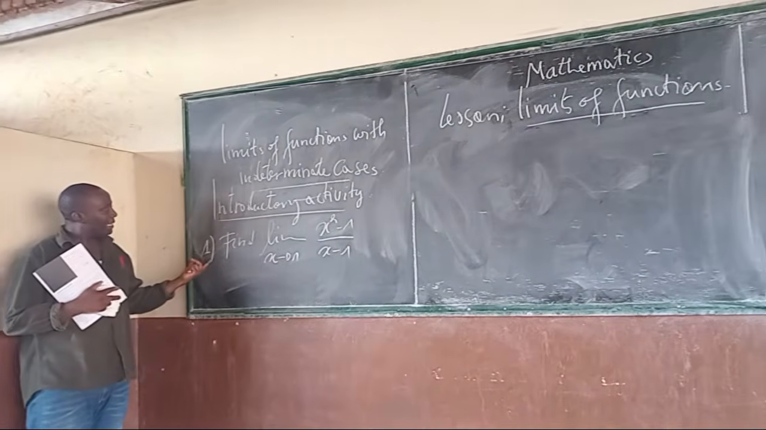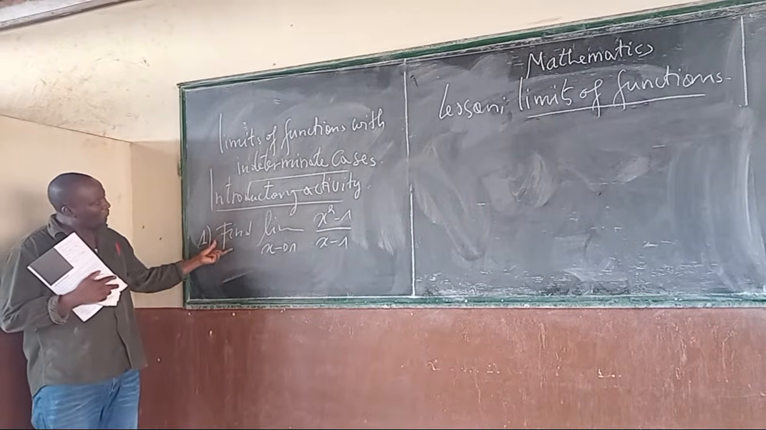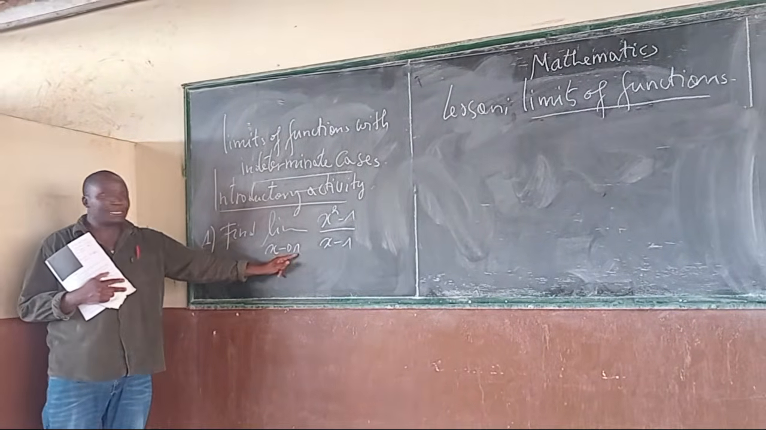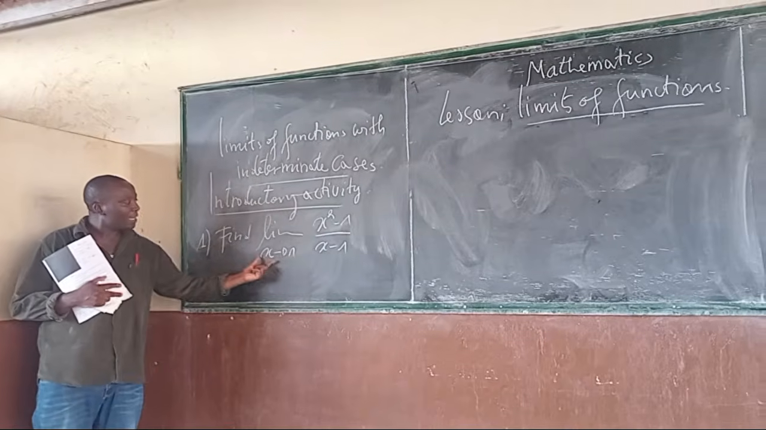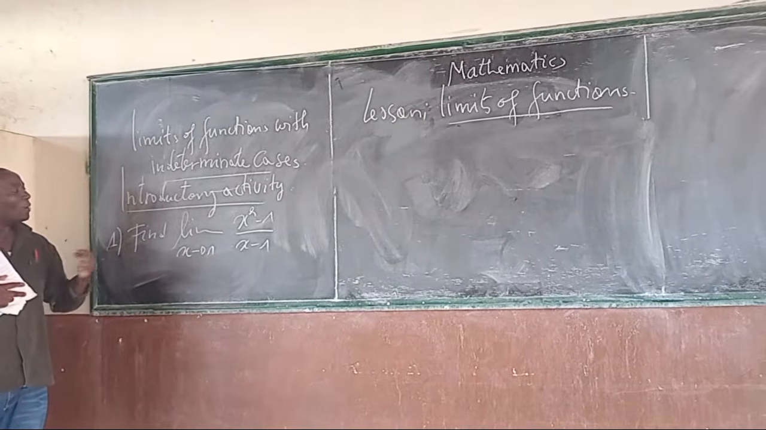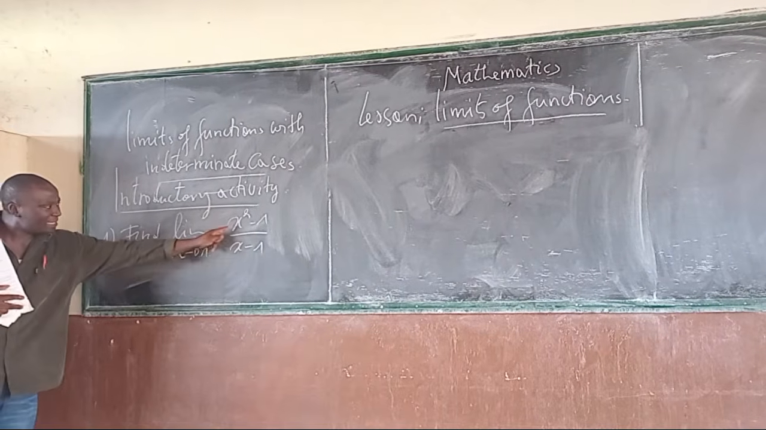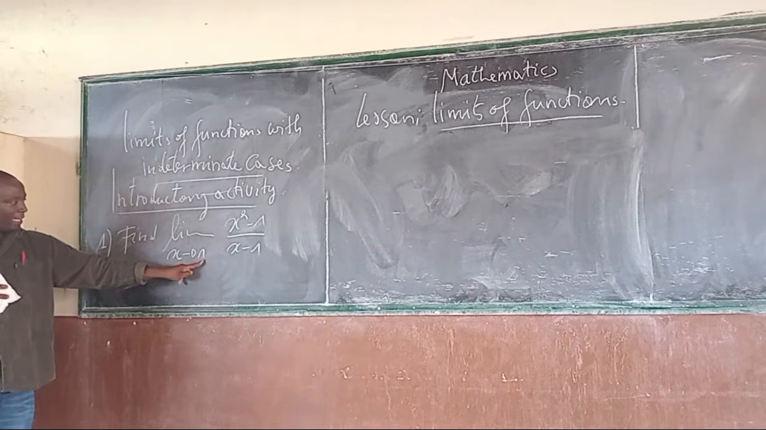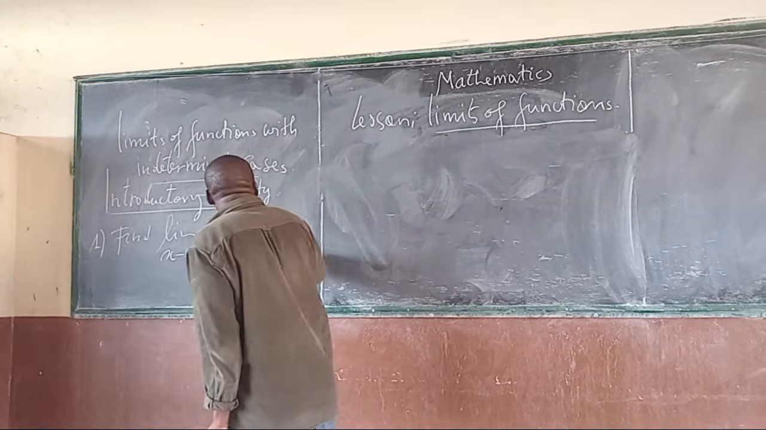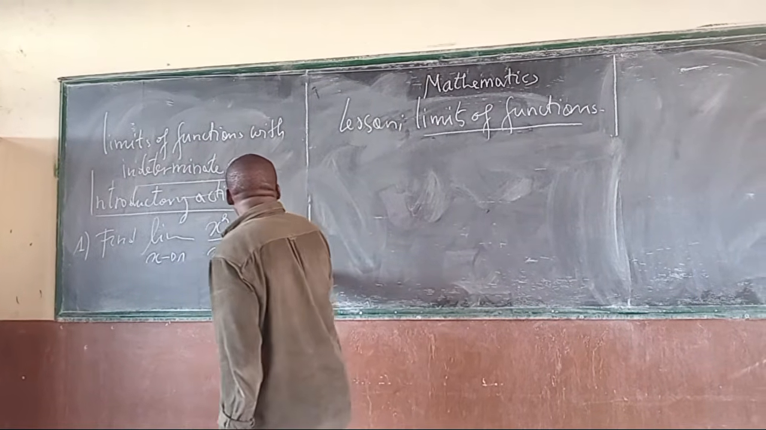Teachers, see the given task clearly. Find the limit of our given function where x approaches 1. The first thing to do when you have a limit like this one is to replace x by the given value. Here, the given value is 1. We replace x: x squared becomes 1 squared, then x - 1 becomes 1 - 1.